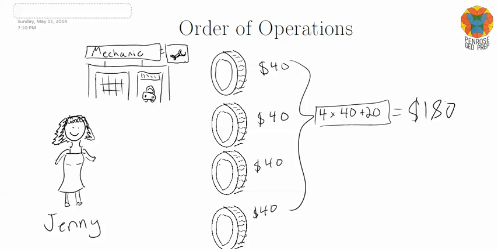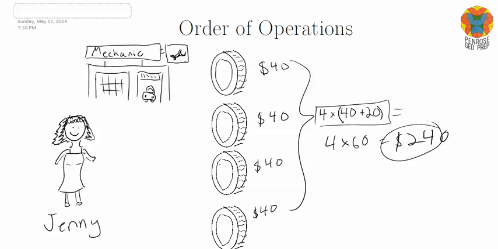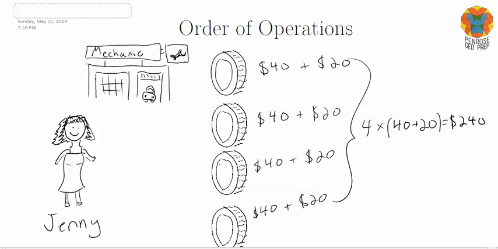If we had added before multiplying, we get 4 times 60, or $240. This answer would represent a different scenario, one in which Jenny was not only paying $40 for each tire, but $20 to the mechanic for each tire, rather than a single payment of $20. It is possible that this second scenario is the case. The mechanic may charge $40 per tire, as well as a $20 labor charge for each tire replaced.